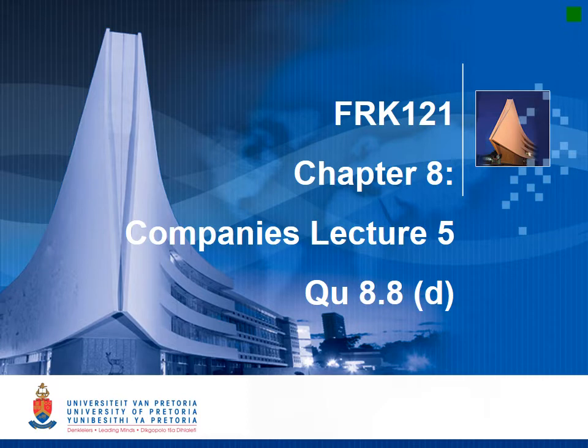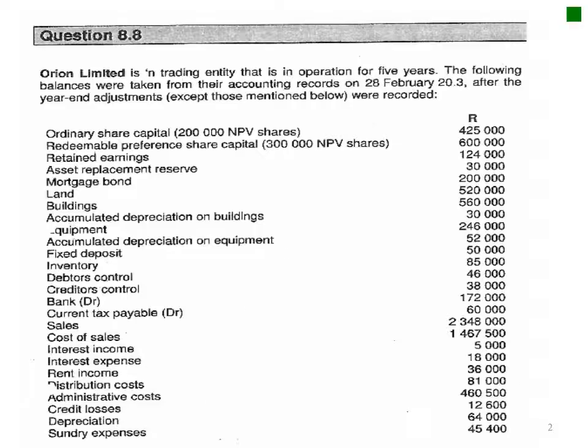This lecture presentation is a continuation of Companies, Lecture 5, and I'm going to be focusing on question 8.8, Part D. You will remember that if you have looked at Lecture 4, we already did Parts A to C, but now we're going to be doing Part D. What you need to take note of in this question is the redeemable preference share capital, because that's what we're dealing with in Lecture 5.